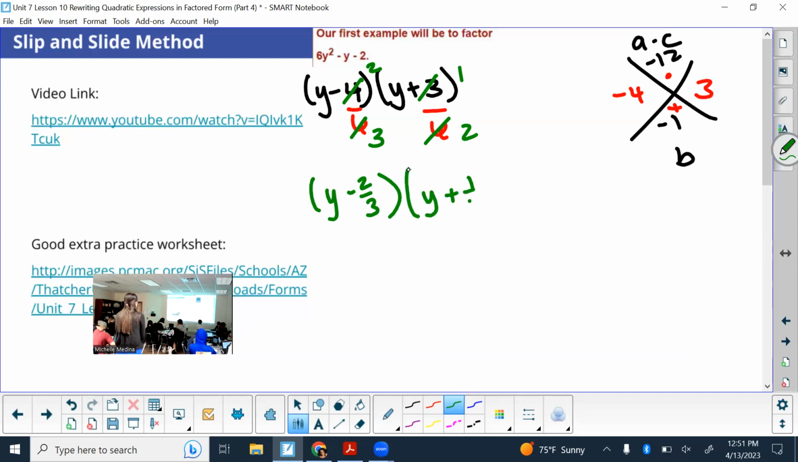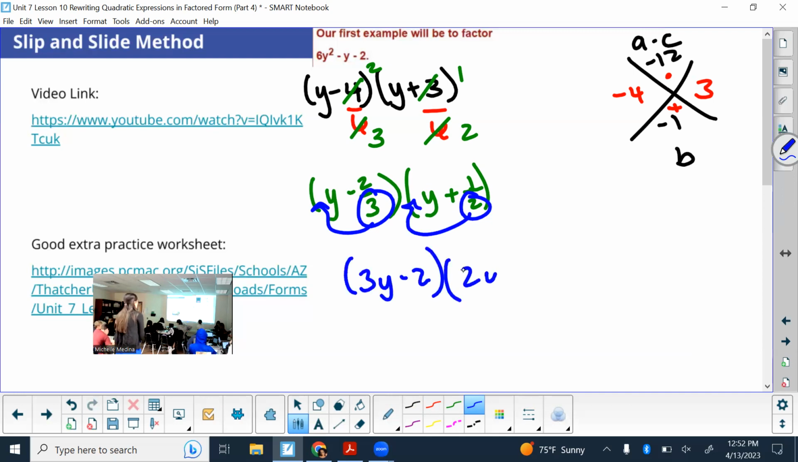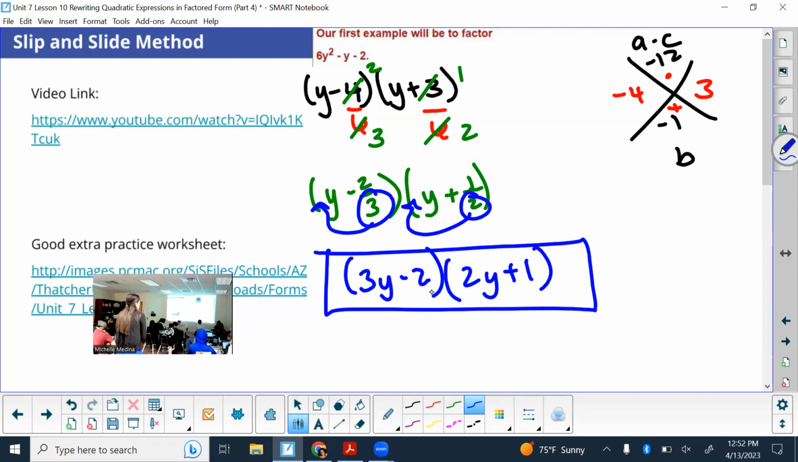But that's not your final answer. Once you simplify, you slide any remaining denominators in front of the variable. So then it becomes 3y minus 2 and 2y plus 1. Even if you just do it mentally, do make sure, okay, when I FOIL, is it 6y squared? Is it -2 for the last? And for my outer ones, does it add to the middle? And then you'll see, yes, it does. So then that's how you know you did it right. Questions, comments, concerns?